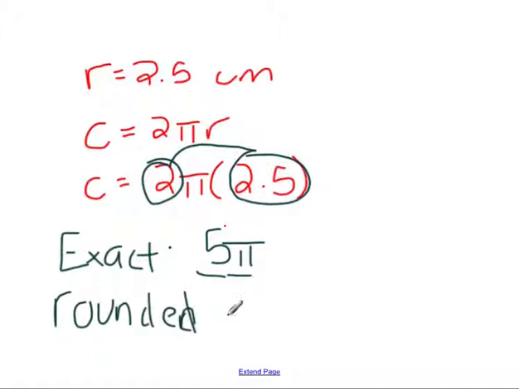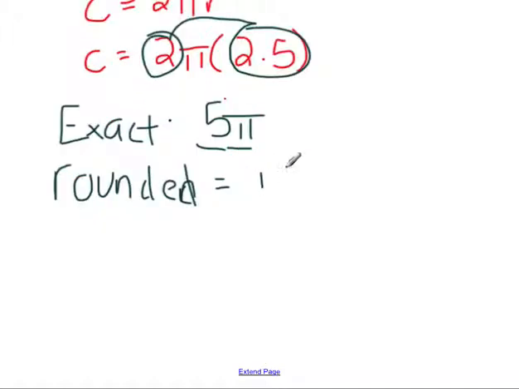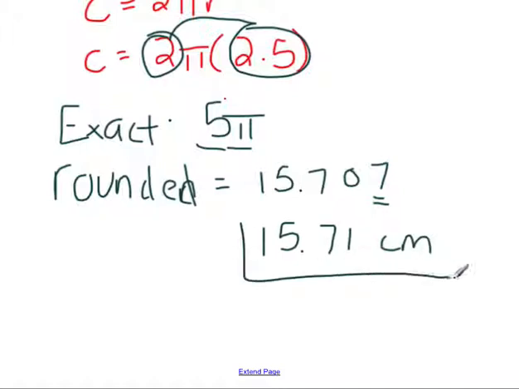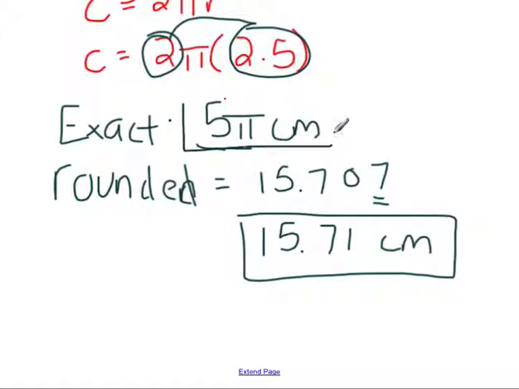Rounded. There we go. So then we're going to take 5 times pi. And when you put that in your calculator, you end up getting 15.707. So again, we're going to take a look at that third number. Since it's 5 or greater, we're going to round that second number up to 1. And we want to make sure we label both of these centimeters. So our rounded is 15.71 centimeters, and our exact is 5 pi centimeters.